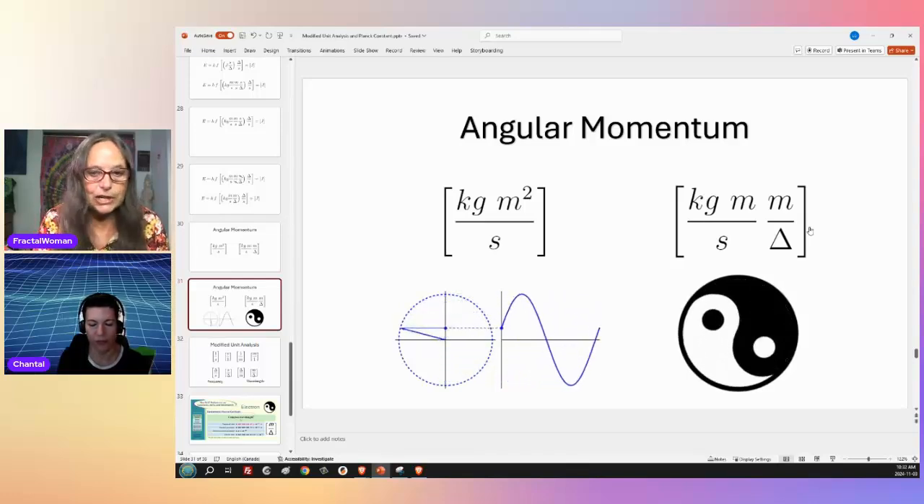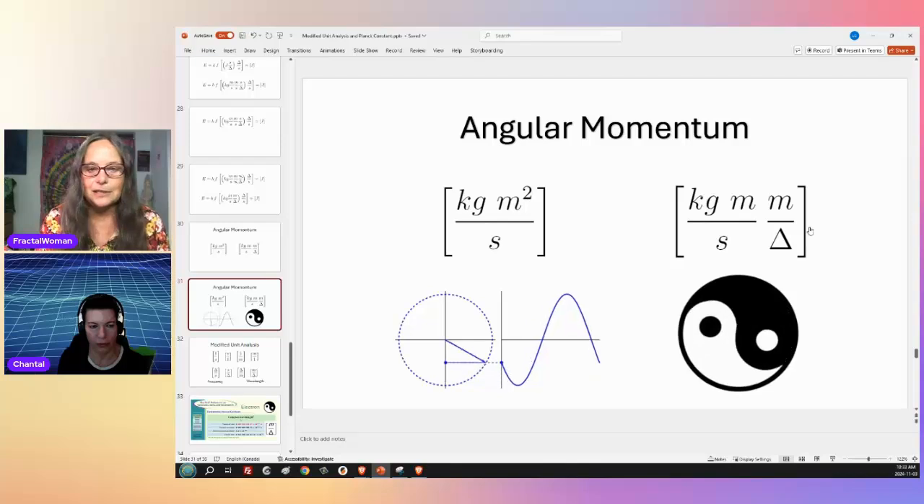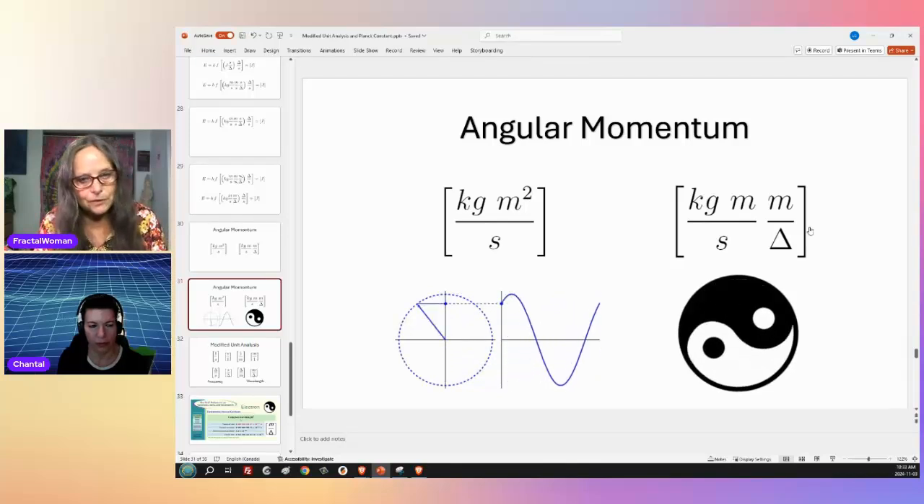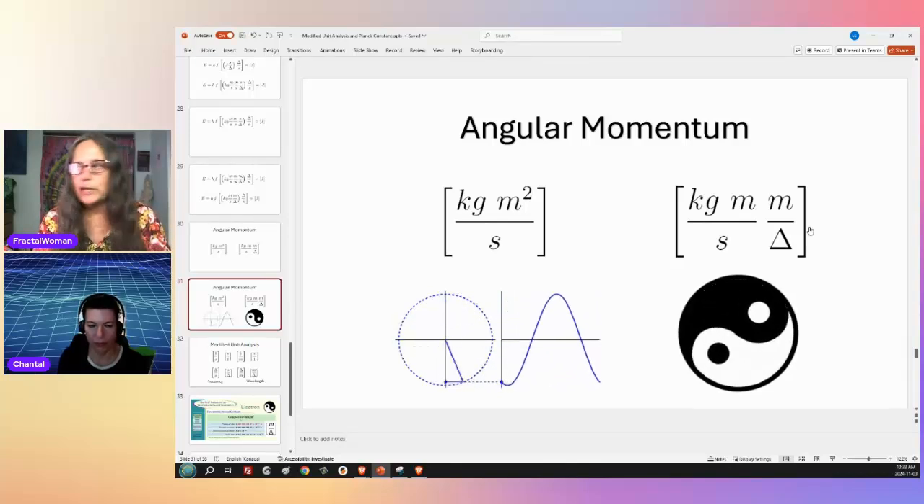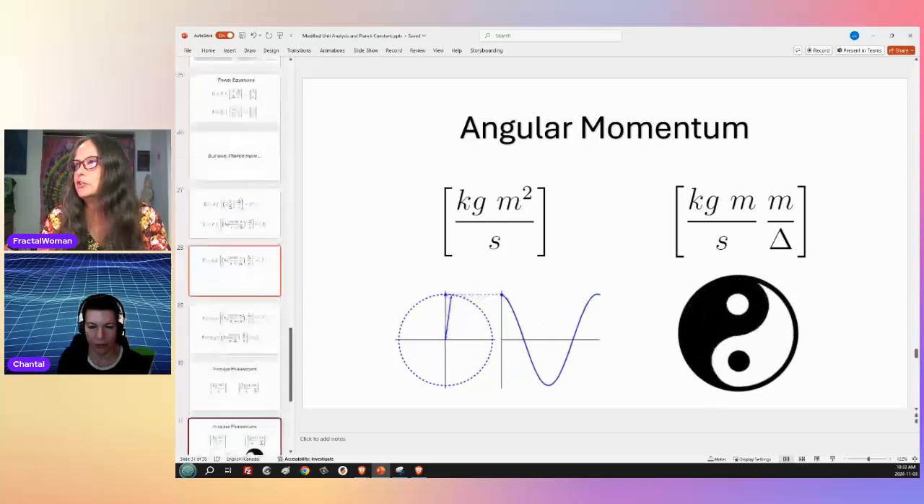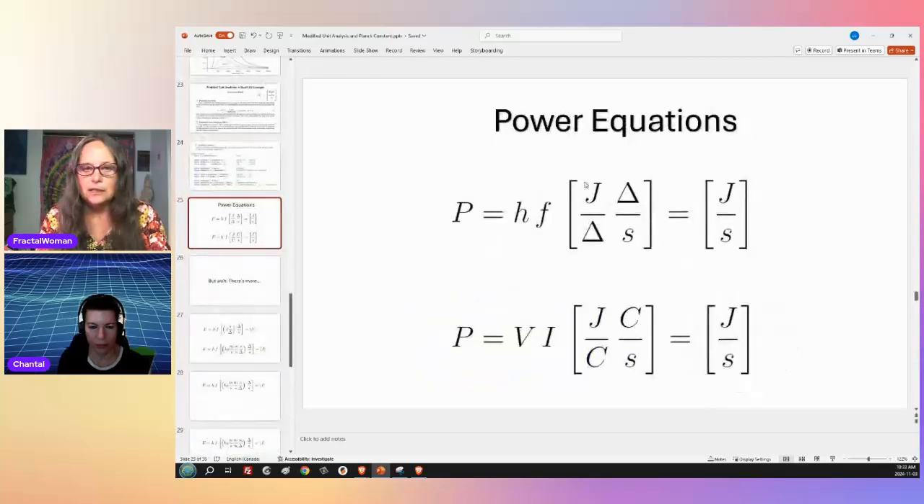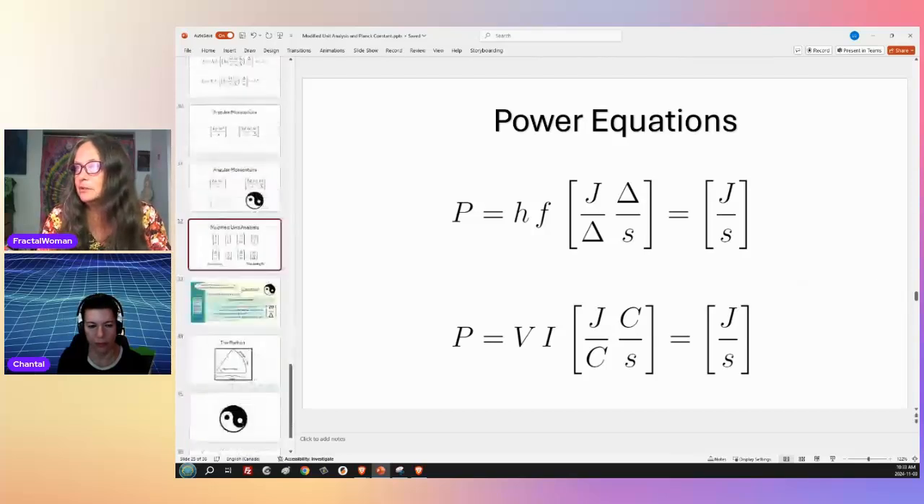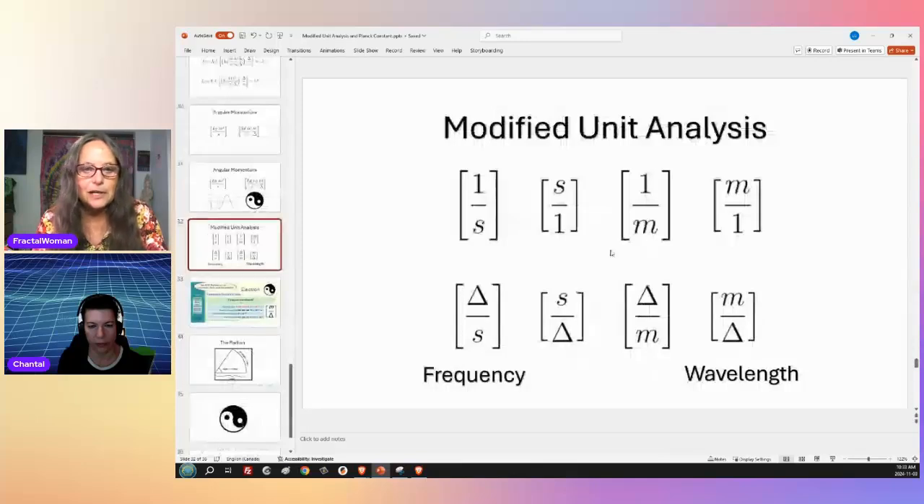It's either the energy of one period of light, it's the momentum of one wavelength of light, or in the power equation, if I go back to the power equation, it is the energy per cycle. But it's all the same. It's just different ways of looking at the same thing. And so here's my modified unit analysis.